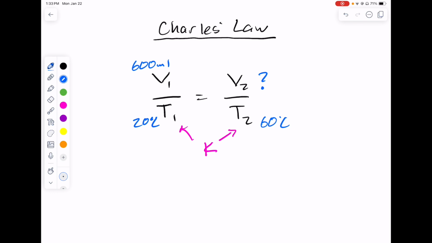So before we do anything, we want to change the temperature to Kelvin. So we're going to add 273 to the 20 to get 293 Kelvin. We're going to add 273 to the 60 to get 333 Kelvin. Then we're going to do a little bit of algebra and solve for volume 2, and that is your answer.